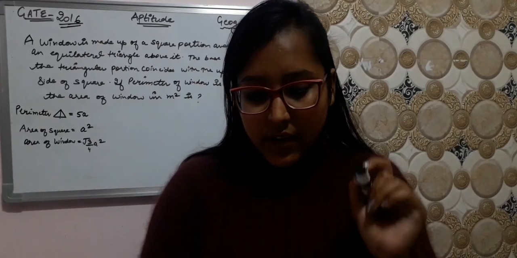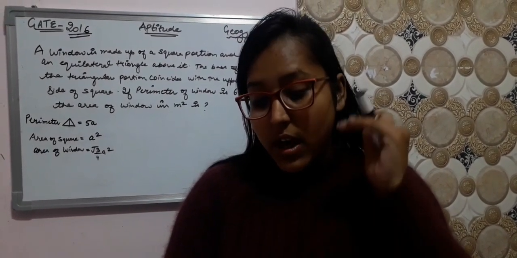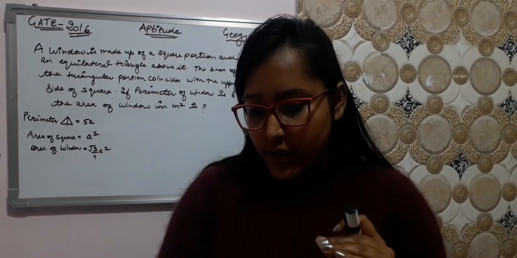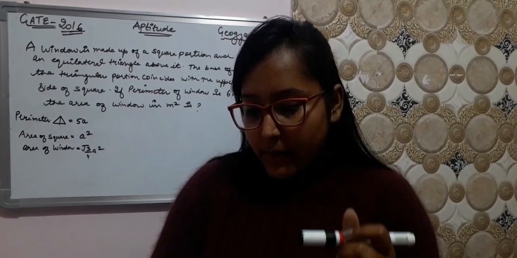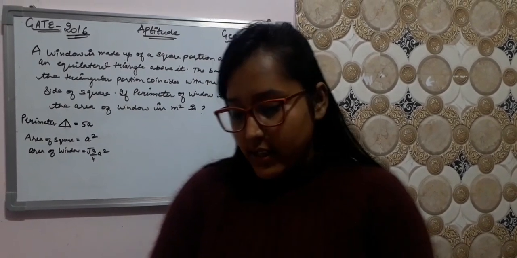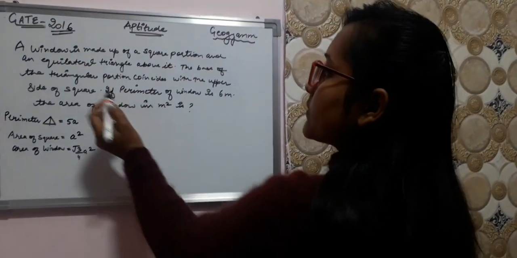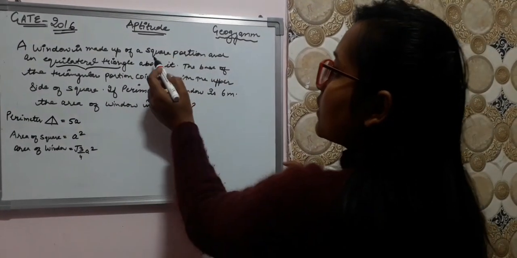The question is: a window is made of a square portion and an equilateral triangle portion above it. The base of the triangular portion coincides with the upper side of the square. If the perimeter of the window is 6 meter, the area of the window in meter square is? What is given in the question is that the equilateral triangle is above the square portion.